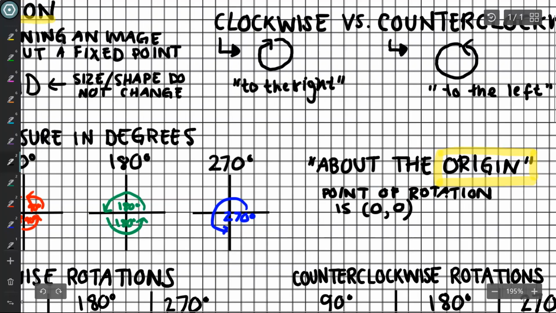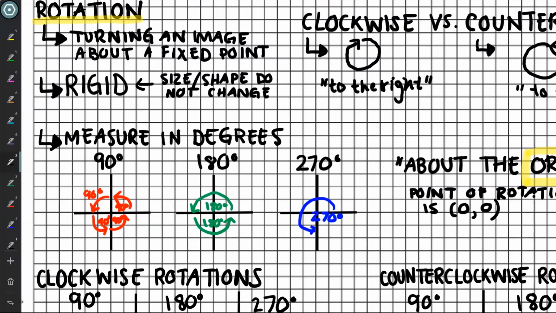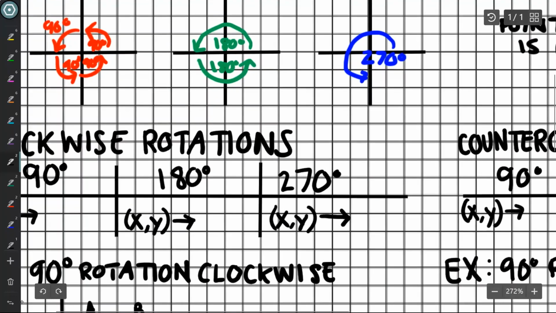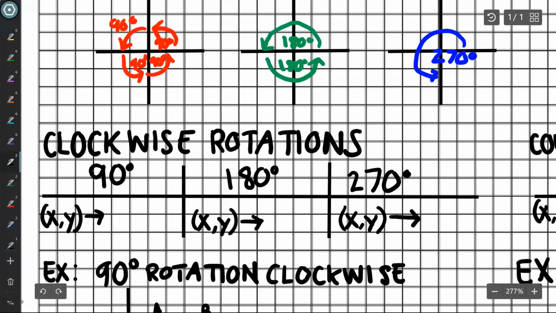Alright, so now we have our directions and our measurement. We're going to get into how we're going to visualize these rotations. So we're going to make a table. Well, I already have a table made, but we're going to fill in the table. We're going to do clockwise rotations first, and then we'll look at those counterclockwise rotations. So 90 we're going to do in red so we can keep the same colors. So when we have a 90-degree rotation that is clockwise, our coordinate points are going to go from x, y, which is how we usually write them, to y, comma, negative x.